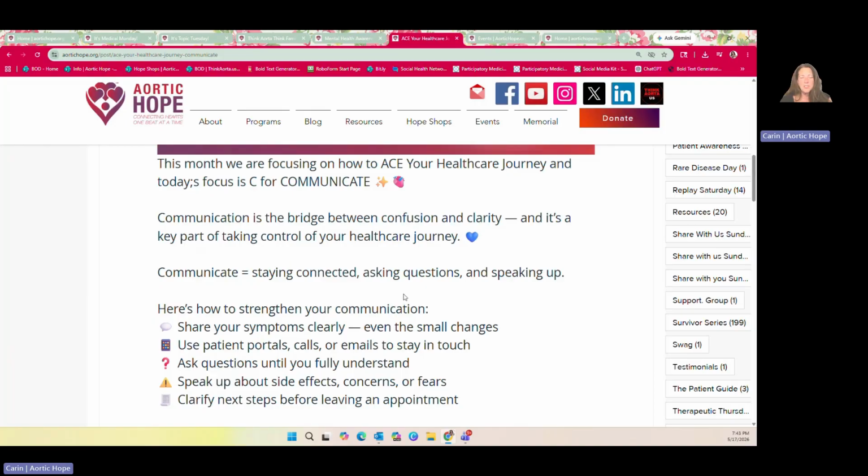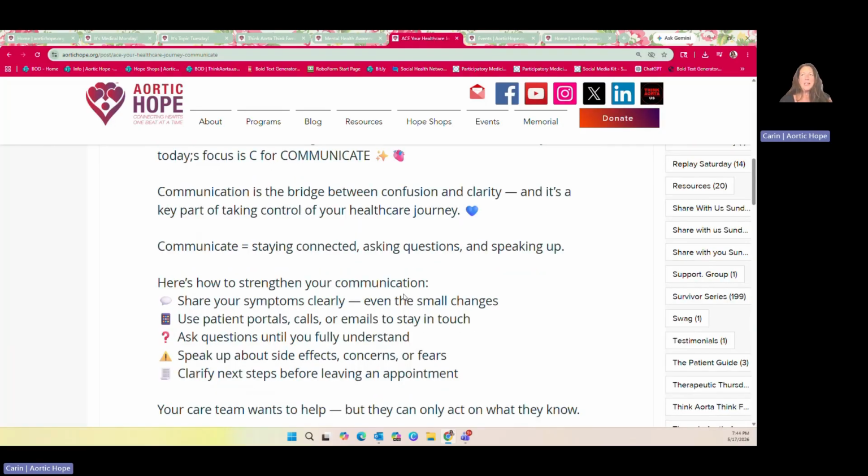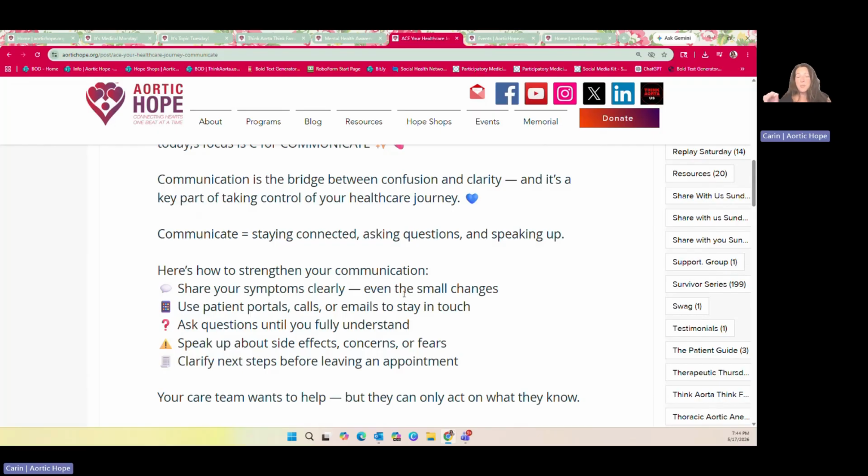Ask questions until you feel like you fully understand. And maybe you just need a little bit of information and you're good. That's fair. I need all the information. So there's many different people. But don't forget to speak up about side effects you're having, concerns or fears. A lot of people take medications and they feel miserable. I'm like, how can you still feel miserable? Why haven't you shared this with your physician and asked for a change? Also, be sure to clarify what your next steps are going to be before you leave that doctor's office. I mean, this is all about communication.